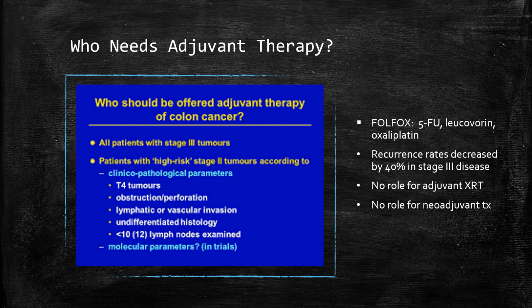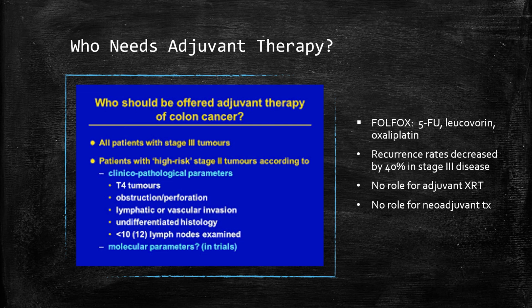Adjuvant therapy plays a very useful role in colon cancer. It's indicated for stage 3 tumors, that's lymph node positive disease, and reduces recurrence rates by 40% in this patient population. Other indications are less clear, but are often used. Patients with T4 tumors, obstruction or perforation, any lymphatic or vascular invasion, undifferentiated histology.